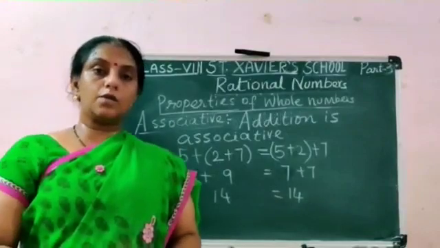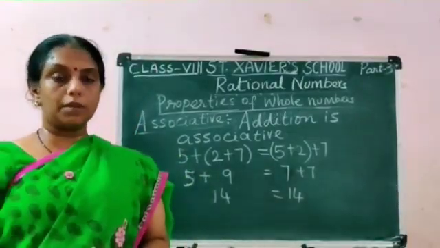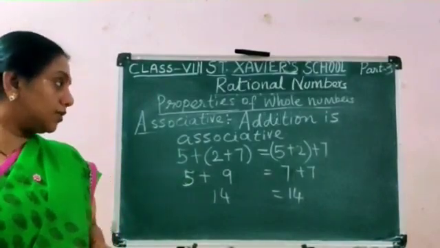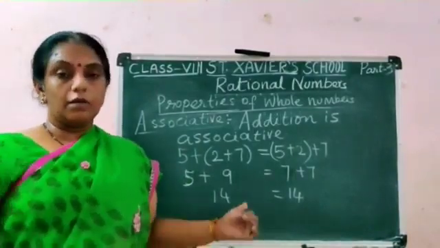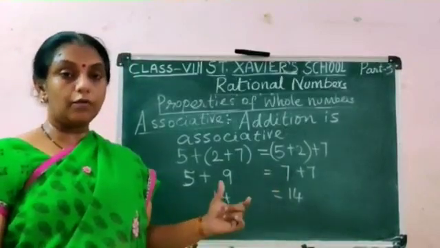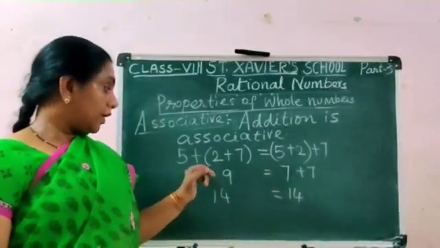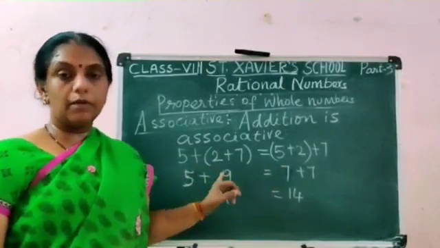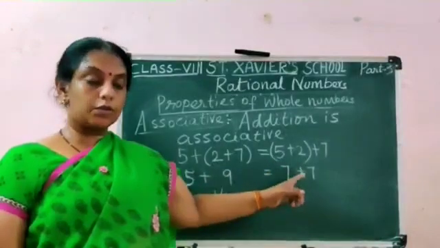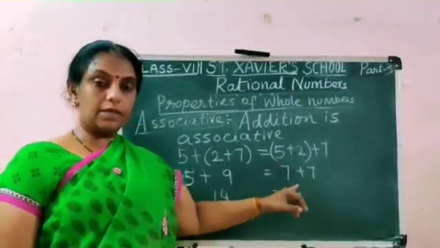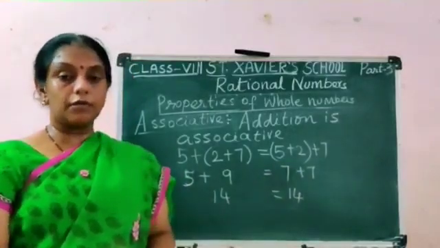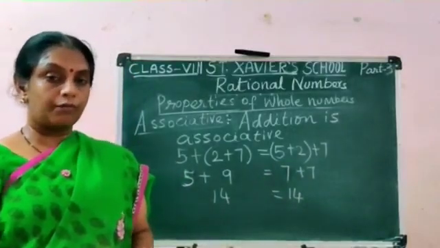Now we will go for the associative property of whole numbers. First one, for the basic operation addition. Addition is associative. I have given the example 5 plus (2 plus 7) equal to (5 plus 2) plus 7. We have grouped in a different way. So 2 plus 7 will become 9, so 9 plus 5 is 14. On the other side, 5 plus 2 is grouped, so 7 plus 7 equal to 14. Both the sides we are getting the same answer. Therefore, addition is associative.